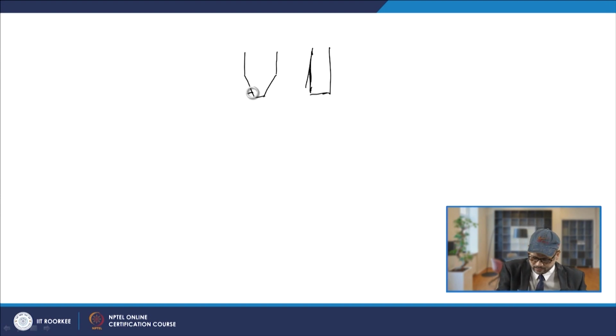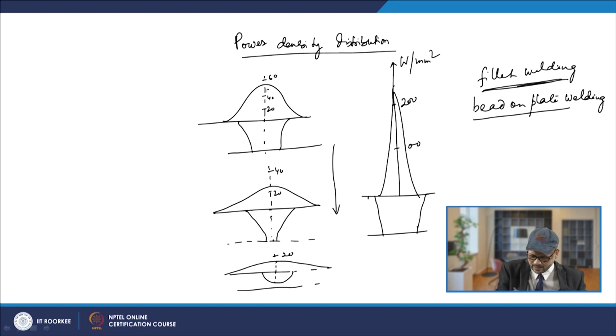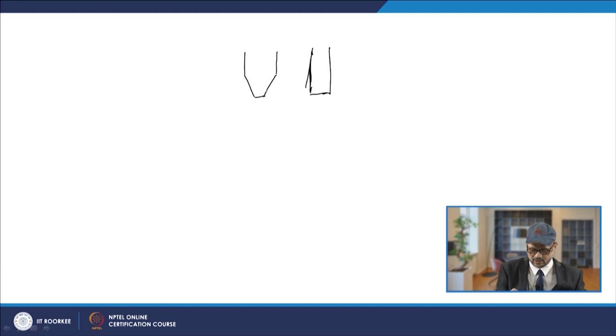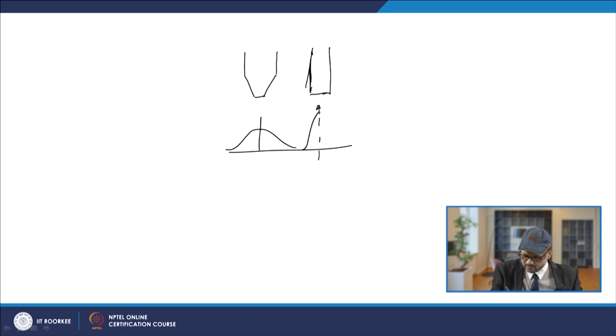If you look at the power density distribution in this case, and draw it, it will follow like this, whereas in the other case the power density distribution moves like this. So, the power density distribution depends upon the tool tip size and the tip shape also, because for the shape, your power density distribution will be varying.